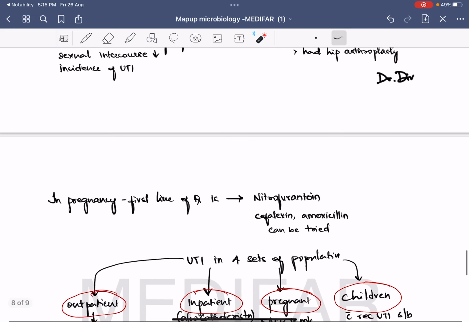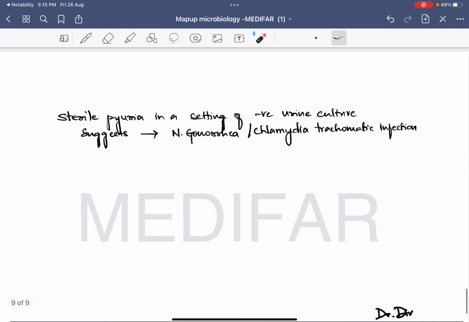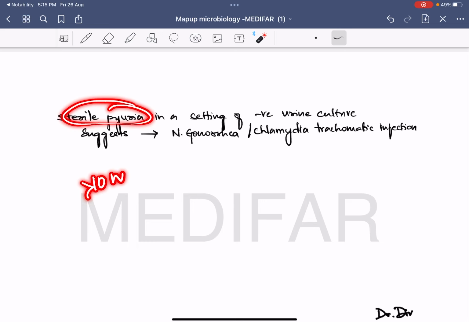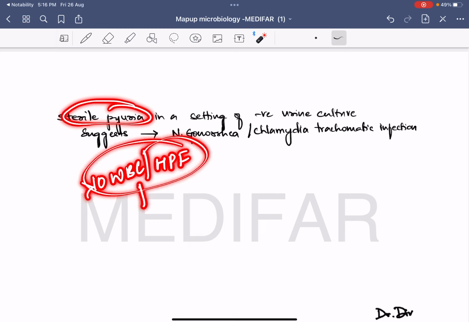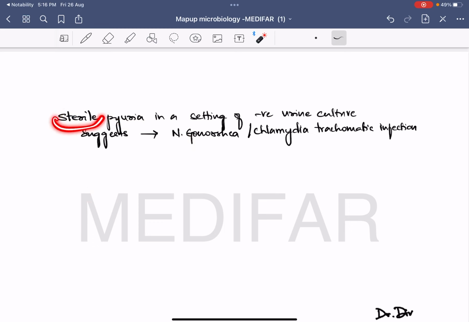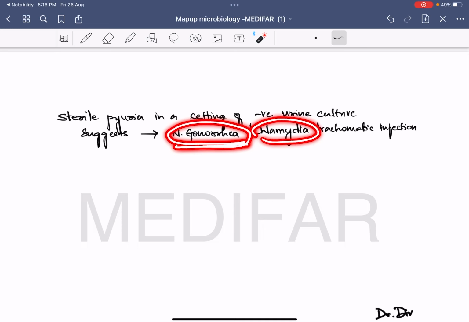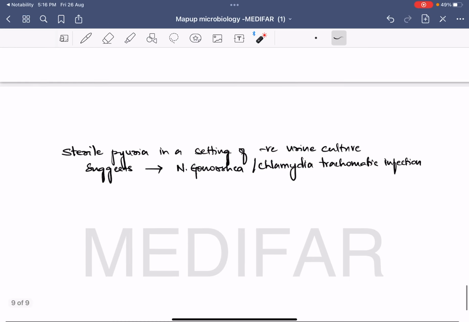And one more point I need to tell you: if there is sterile pyuria, that is more than 10 WBCs per high power field, which I have told you is pyuria, and it is sterile, meaning no organisms in a setting of negative urine culture, then it suggests that it can be an infection of gonococci or Chlamydia trachomatis. This is about UTI.